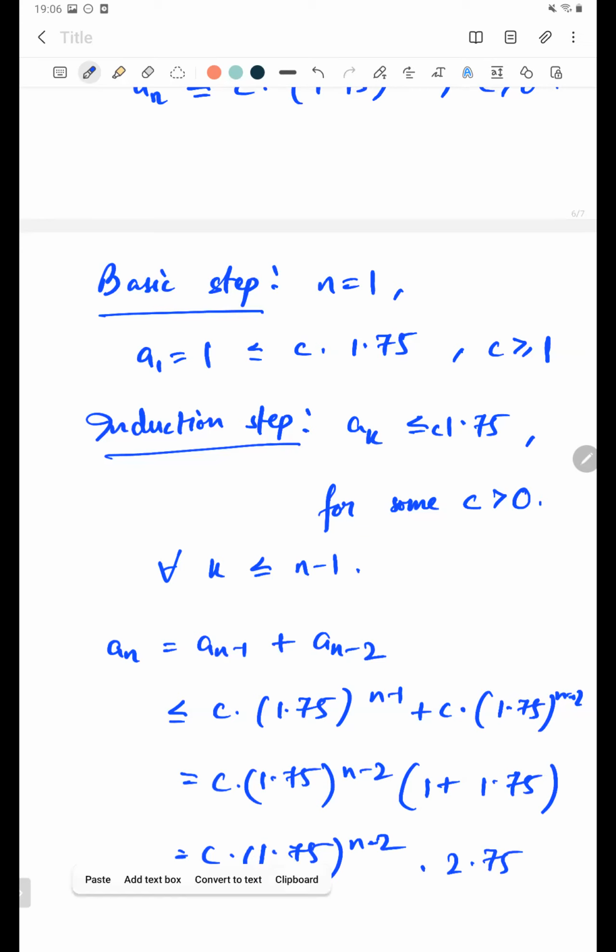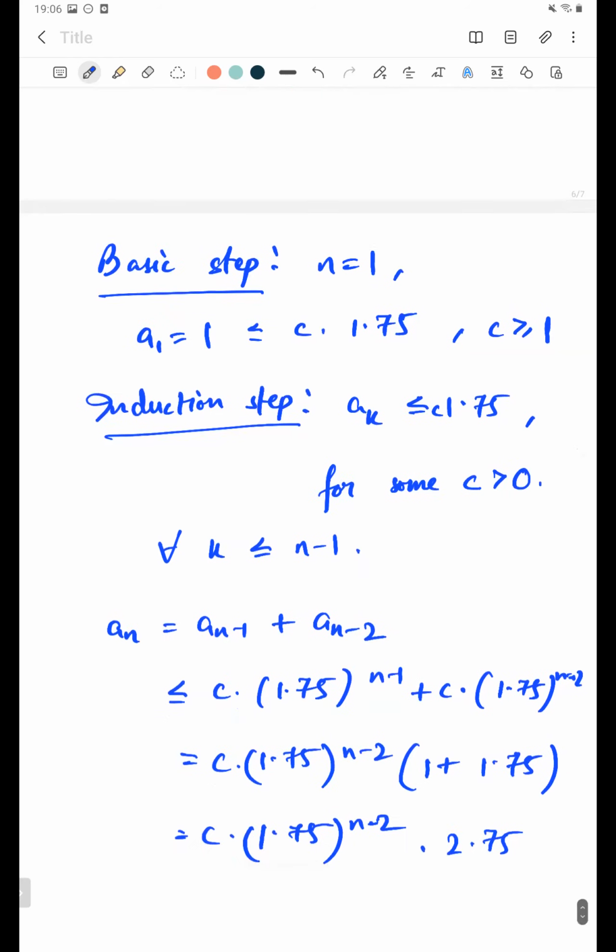Hello, ma'am. In the induction step, first a_k less than or equal to c times 1.75 to the power k, I think. No, it won't be k because of a_(n-1). Oh, sorry. Okay. Thank you for pointing it out. I forgot to write that. I'm really sorry.